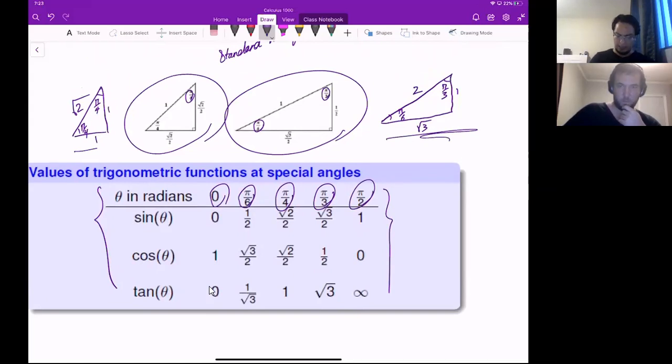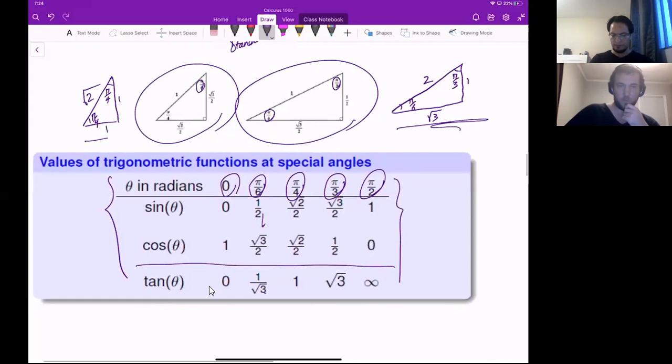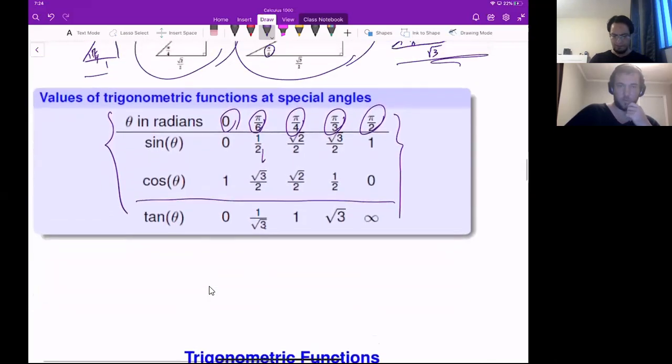And by the way, this last row you can get from dividing the first row by the second row. So 1 over 2 divided by root 3 over 2 will give you this, root 2 over 2 divided by root 2 over 2 gives 1, and so on. Basically, as you saw, it's enough for us to know sine and cosine of an angle. Then everything else, you can make out of those two quantities.